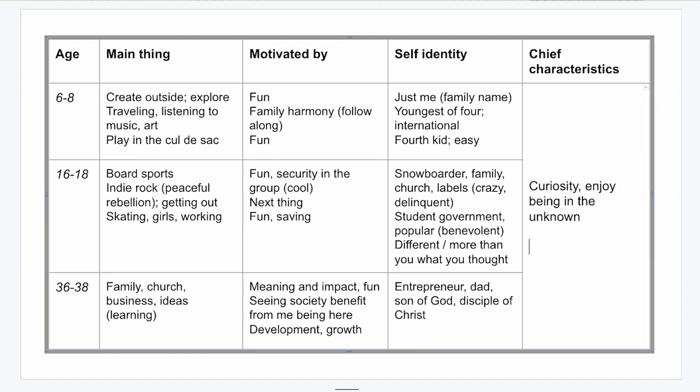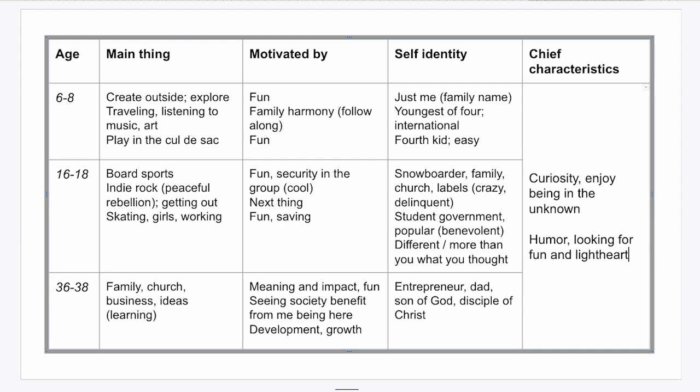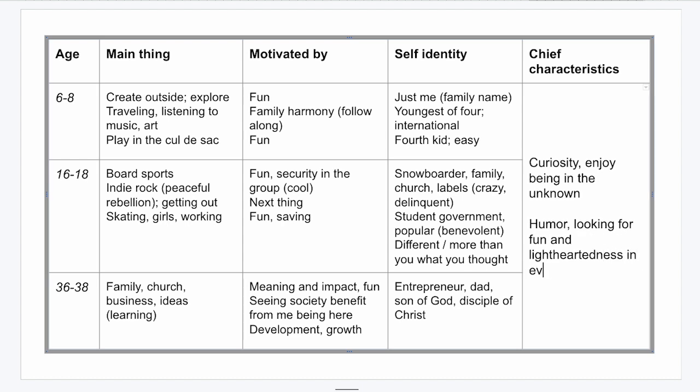Okay, so I'll put some space between these now. We can see Jared's on the top. How about Michael, chief characteristics? What would your mom say is true of you then and now? I'd say humor, like looking for fun and lightheartedness in every situation. It has been something I've done since I was a baby.